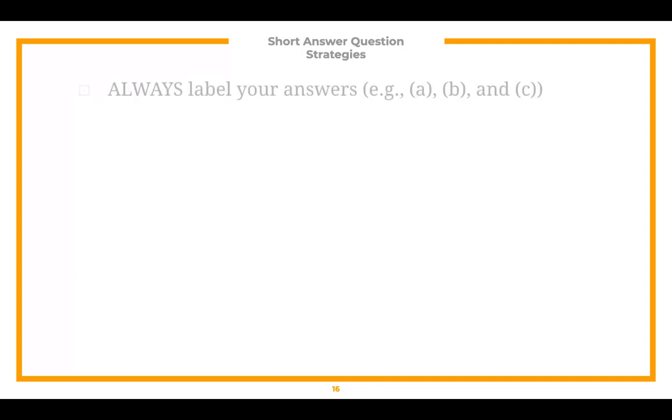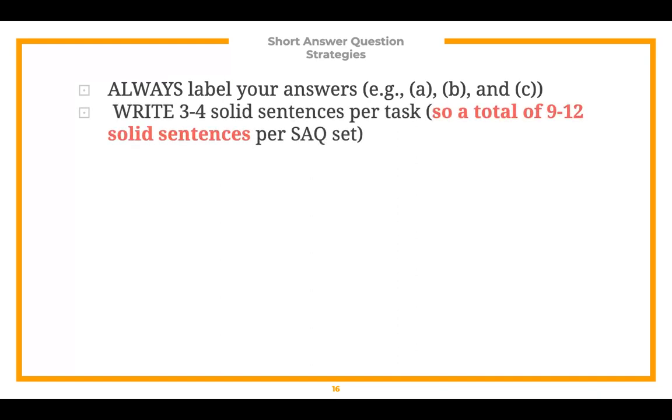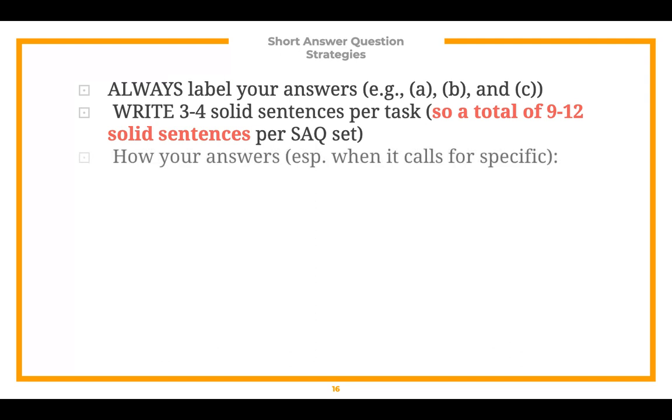So here we go. First, you always need to label your answers, okay? Always, always, always. So break them down. A, answer it. B, answer it. C, answer it. Okay, they should be 3 to 4 solid sentences, okay, each. So that's a total of 9 to 12 for the entire SAQ set, all right?